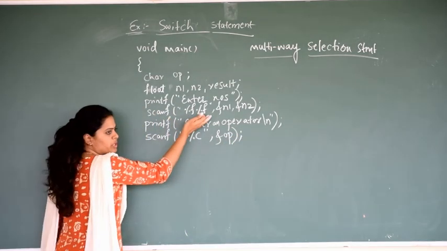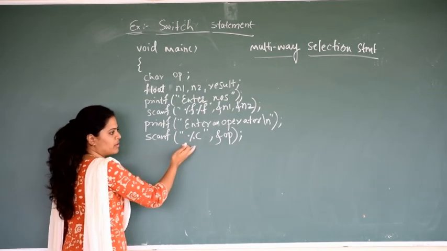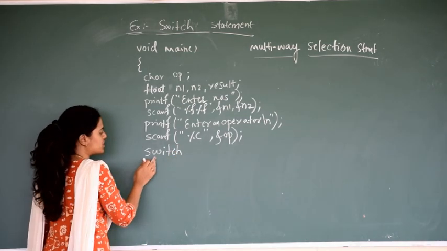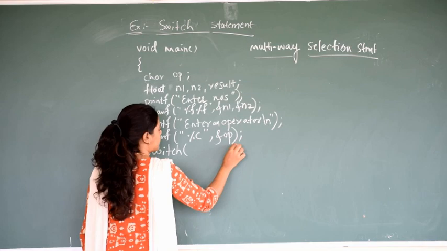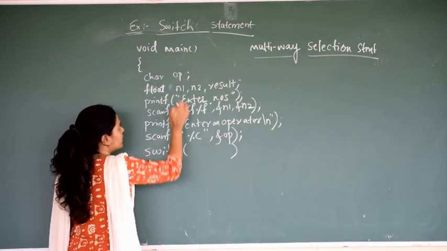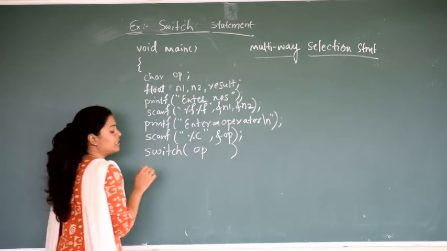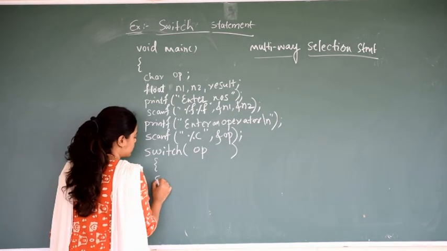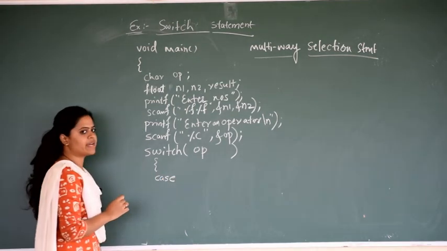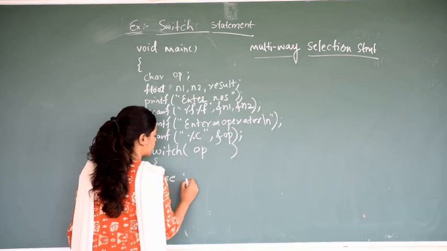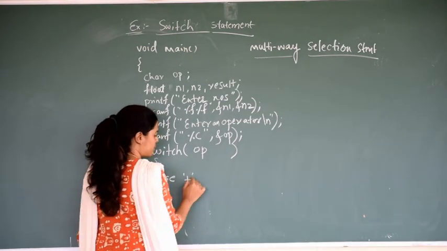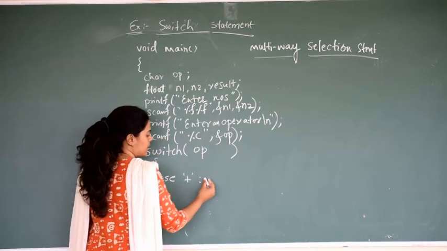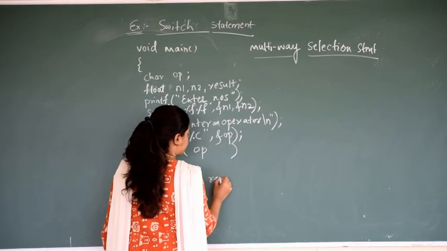After reading the two numbers and the operator, the next step is using switch to check the condition. Switch is a keyword. In between the parentheses I am going to write the constant, here it is op, so I have given op. Then inside the switch block we are going to use one more keyword called case. So case plus: if the operator is plus, then it will enter this particular block and execute this part of the program.